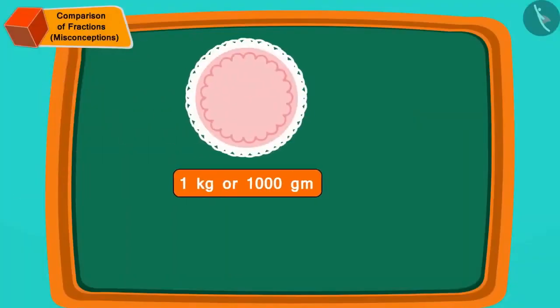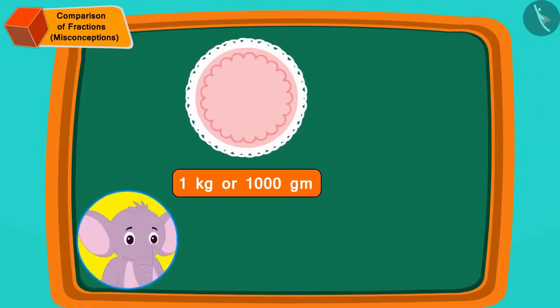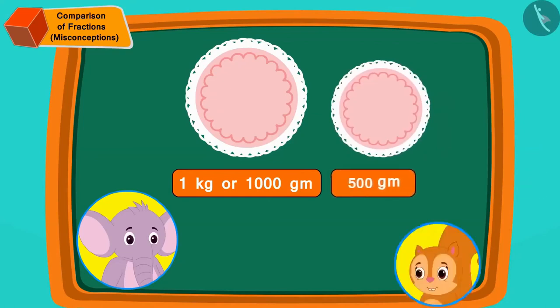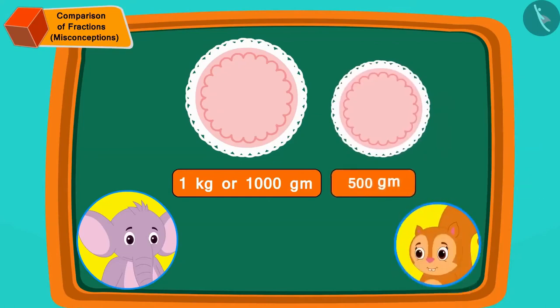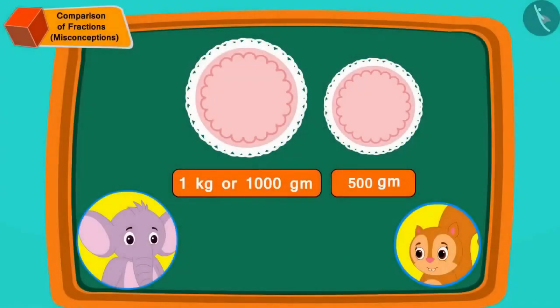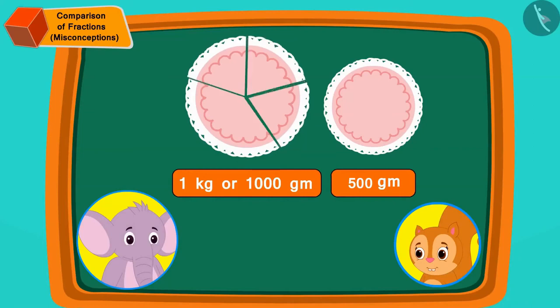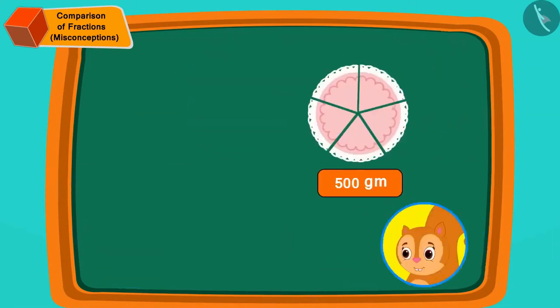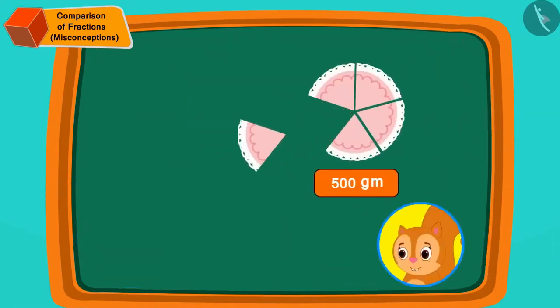A 1 kg cake like this has been brought to celebrate Appu's birthday, and a small 500-gram cake of exactly the same design has been brought for Chanda. Both cut their respective cakes into 5 equal pieces. Appu gave 1 piece of his cake to Raju, and Chanda gave 1 piece of her cake to Bablu.